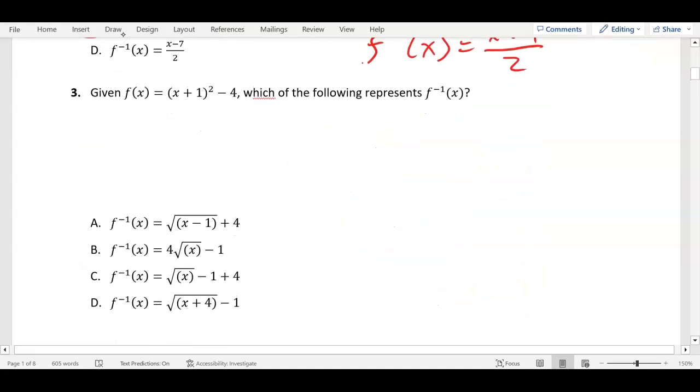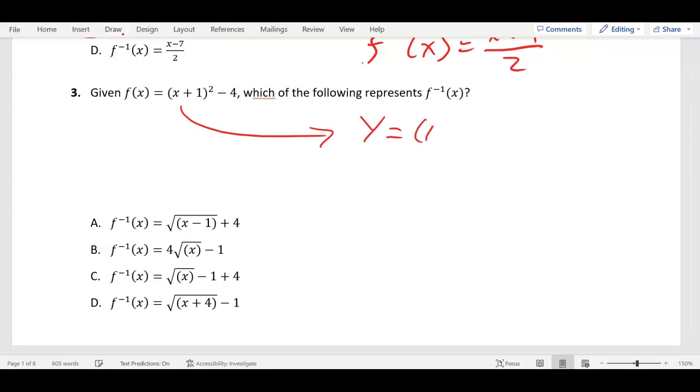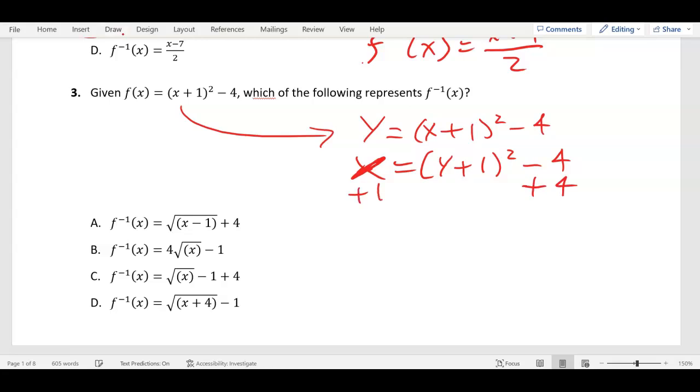Similarly, here, if they're asking for the inverse, we're going to rewrite this as y equals x plus 1 squared minus 4. Switch x and y. x equals y plus 1 squared minus 4. And if I'm solving, next step, solve for y. First, I need to get rid of this outside loner. So the opposite of minus 4, I get plus 4. And remember, x plus 4 is literally x plus 4.